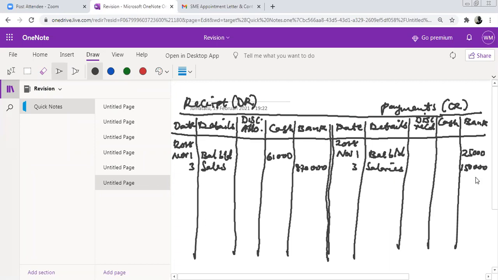On November 4th, cash sales, 57,000. That is on 4th. You just come here, you write sales, but they were made by cash, 57,000.